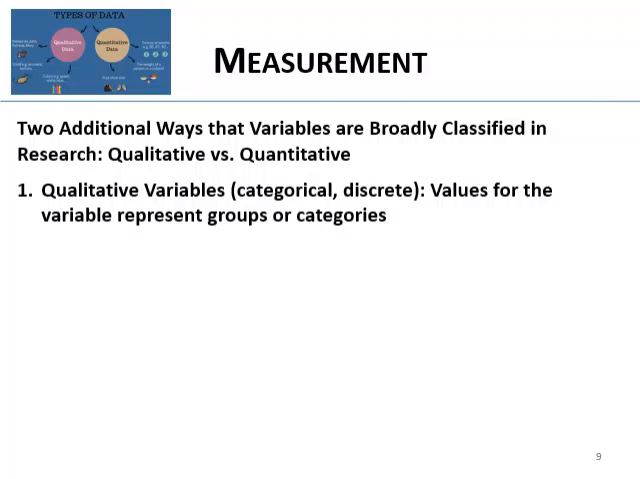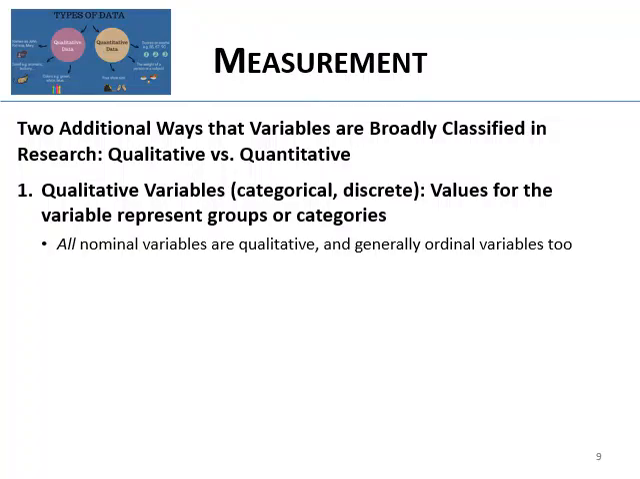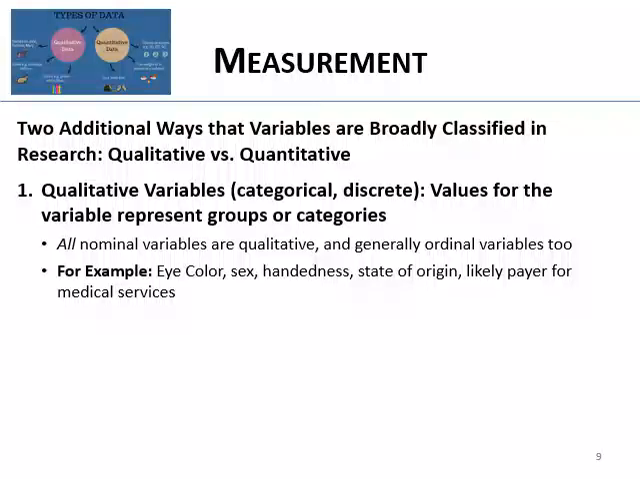Qualitative variables, we also call them categorical. Sometimes we call them discrete variables. The values for the variables represent groups or categories. So your nominal variables, for example, all fall under qualitative variables. So the values are just what group they're in or what category they are, right? So all nominal variables are qualitative, and generally ordinal ones are as well. So eye color, sex, handedness, state that you came from, or who's likely to pay for your med services. These are all variables that we would say are qualitative.